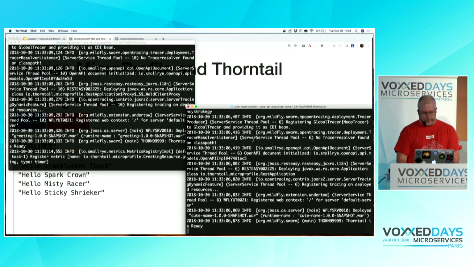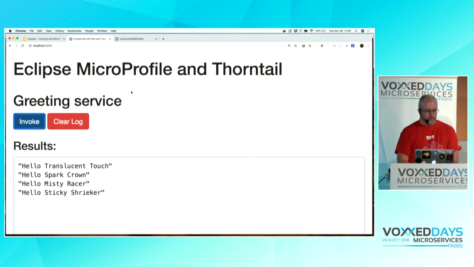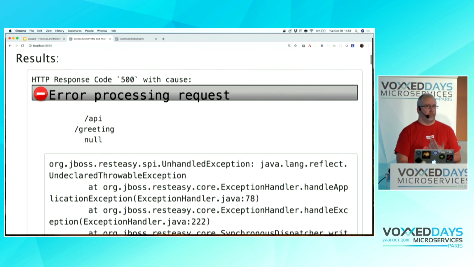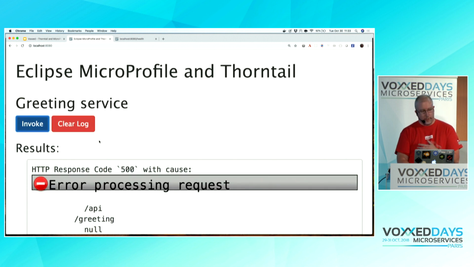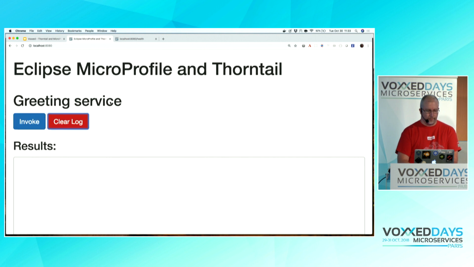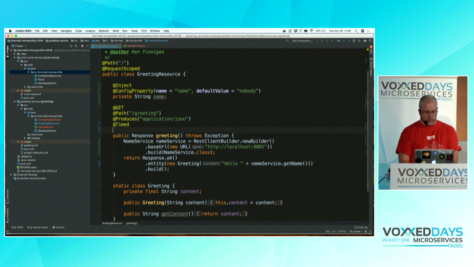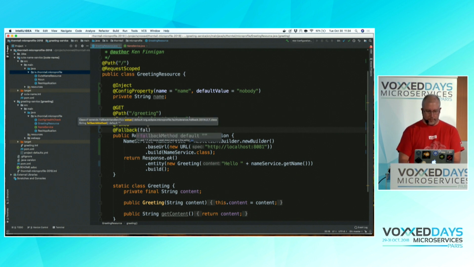But obviously, if the CuteName service goes down and we try and invoke it again, we get a lovely 500 response code, which is not the best situation to be in. We want to handle that so that we don't have any problems and we can monitor when things are going wrong. So let's have a look over here. And what we can do for that is on the greeting here, we can just simply add a fallback and define the fallback method.